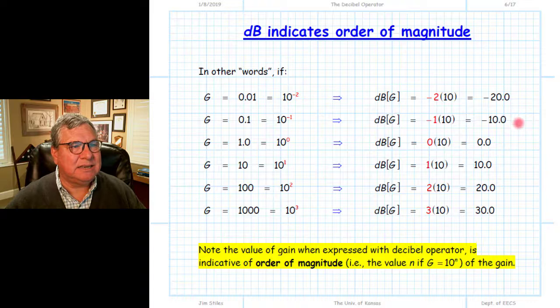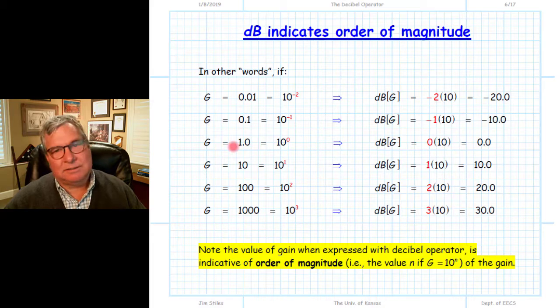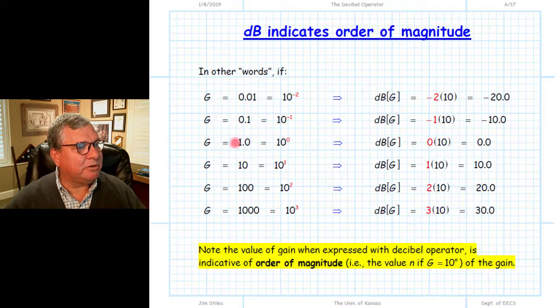We say we increase 10 dB in the gain when expressed in decibels, when our gain itself increases by a factor of 10. And this continues. When we go from 0.1 to 1, the result in decibels goes from minus 10 to 0. Again, we're adding 10 to the previous answer. We increased the original gain itself by a factor of 10. So 0.1 to 1, 1 to 10, 10 to 100, 100 to 1,000.